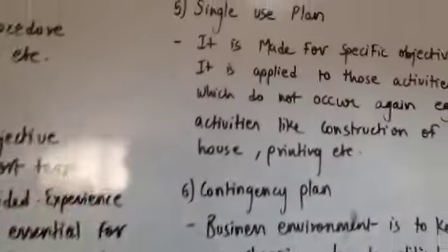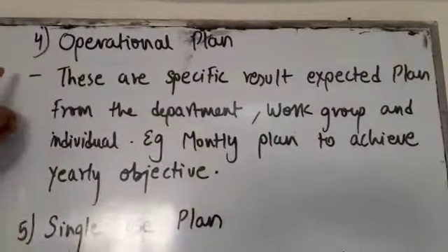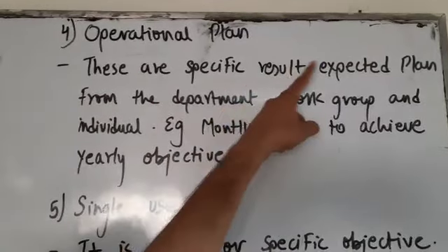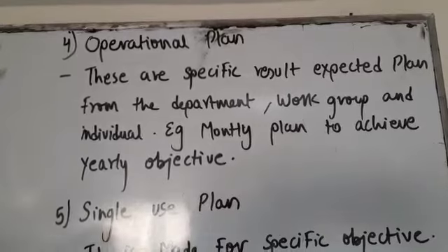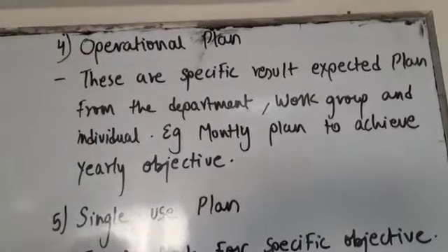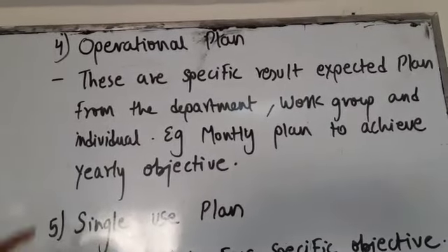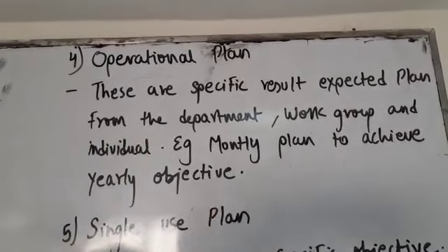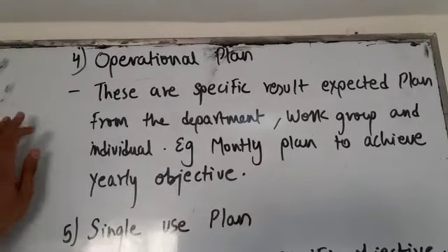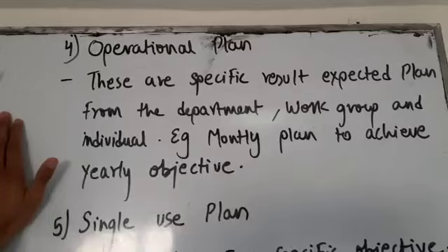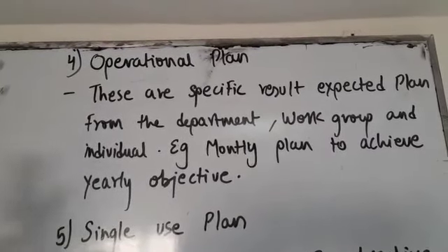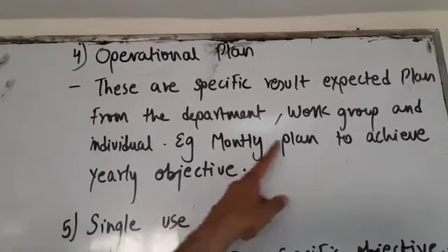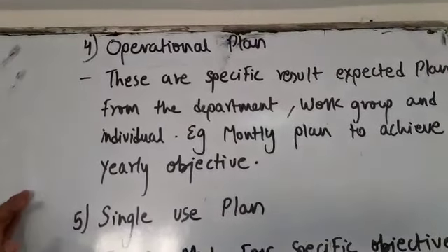Now the fourth one is operational plans. These are specific result expected plans. When we want to achieve some specific result, we prepare the operational plan. It is prepared by the departments, by the work groups or by the individuals together. This plan is prepared for certain operations. For example, a monthly plan to achieve the yearly plan.